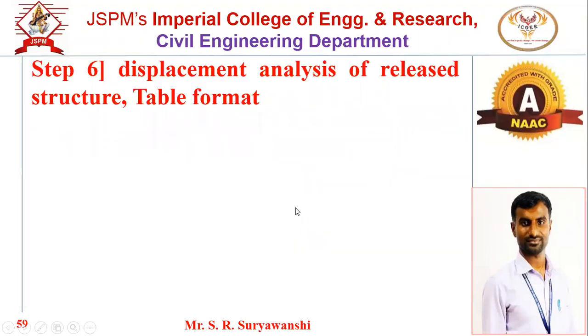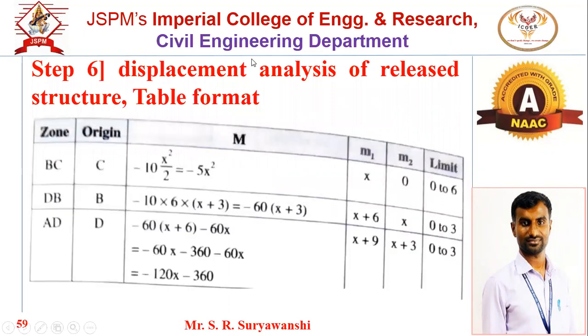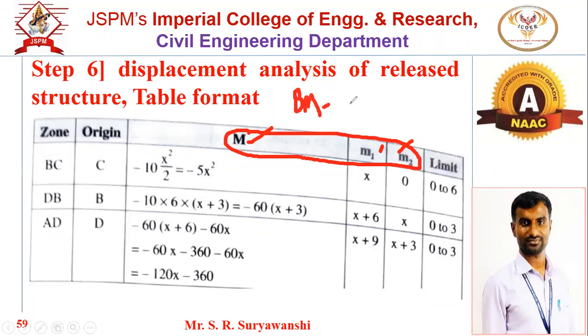Now we have started with the displacement analysis. Here we have to divide the beam into a number of zones, and a zone is nothing but a segment or portion. Then the starting point of the zone we have to write, then M, M1, M2. Capital M is nothing but the bending moment. So this M stands for the bending moment at a distance x. Capital M, small m1, m2. These three parameters are nothing but the bending moment at a distance x.